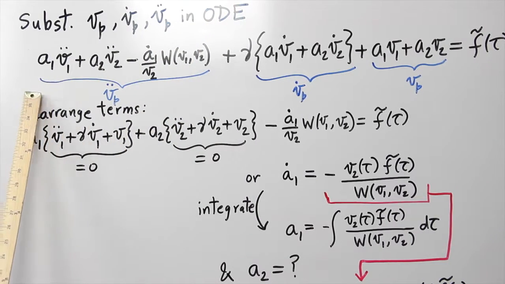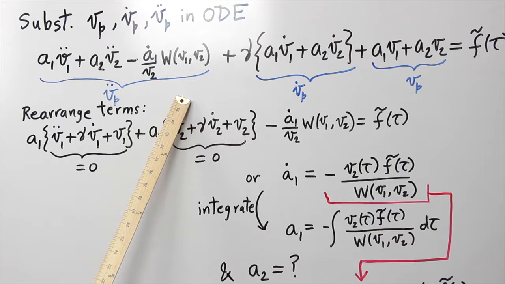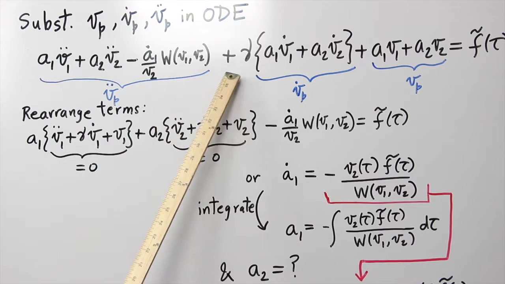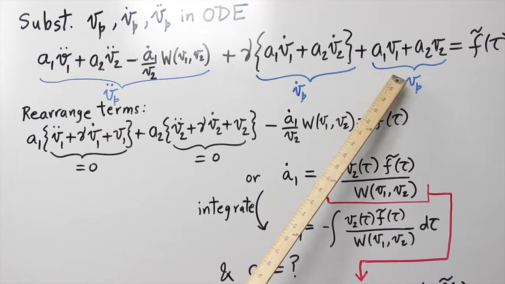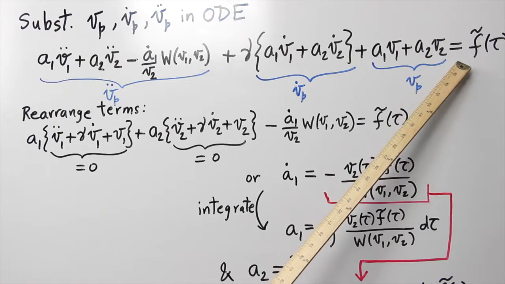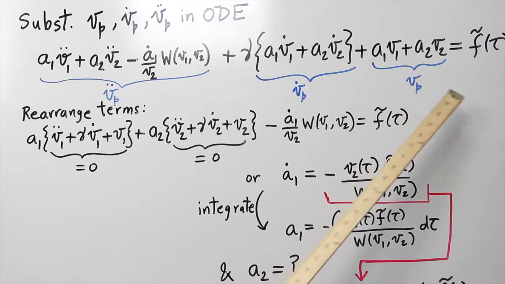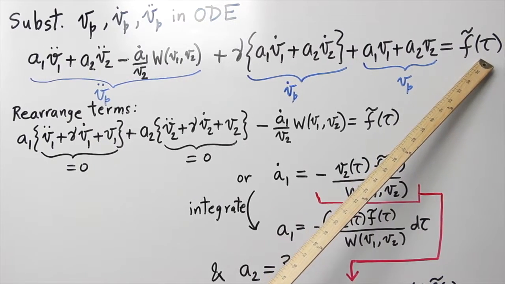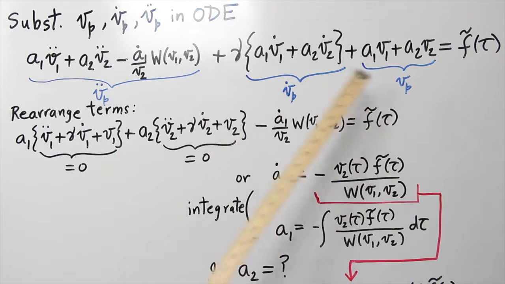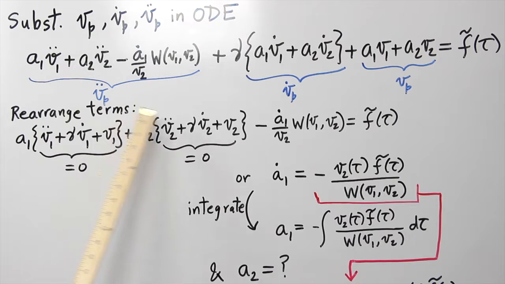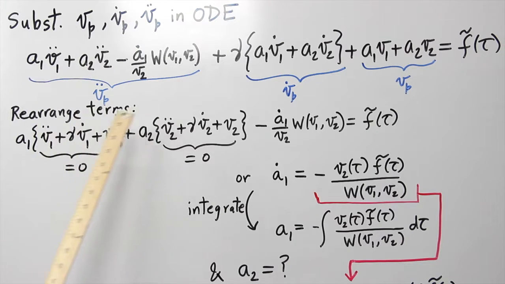And so here is the form for the second derivative that we had just obtained. So second derivative plus gamma times the first derivative plus the function itself equals f tilde of tau. This is the forcing term in the equation. That's the equation we are solving. So we make that substitution, and then we can simply rearrange. We are going to rearrange them according to the coefficient.